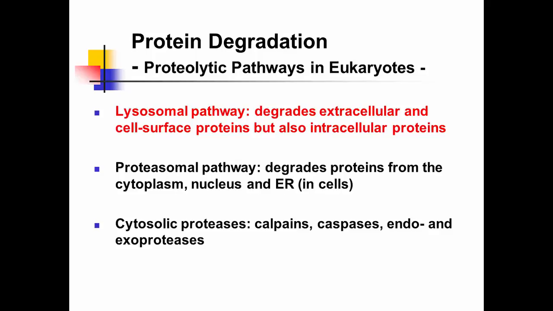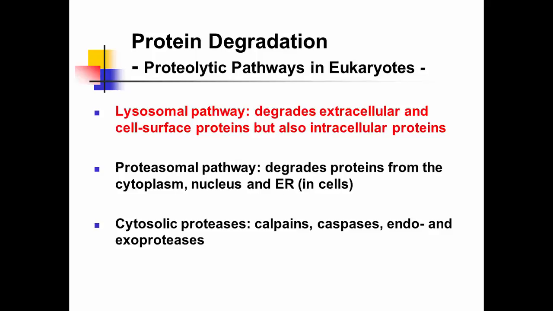Now, for the synthesis, I think we just talked very briefly about the process of protein translation, right? And now let's talk about degradation. There are actually three major mechanisms in the cells that can degrade proteins, and each mechanism may be responsible for the degradation of different types of proteins, right?